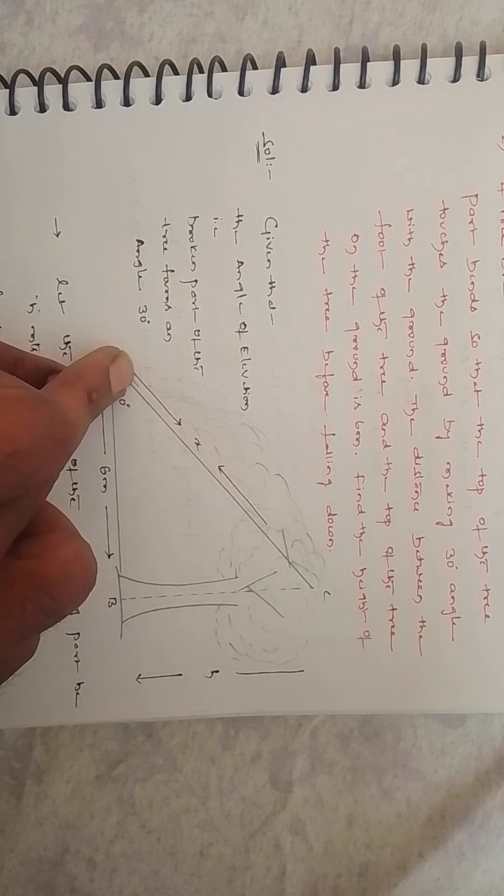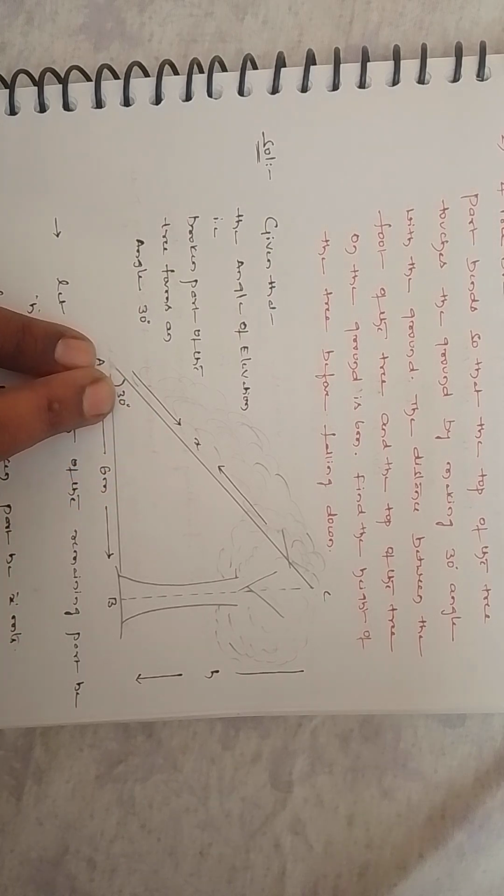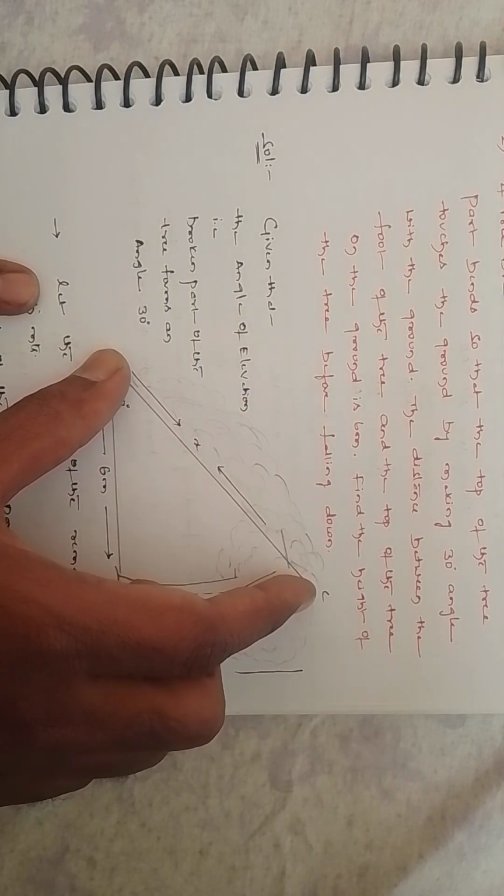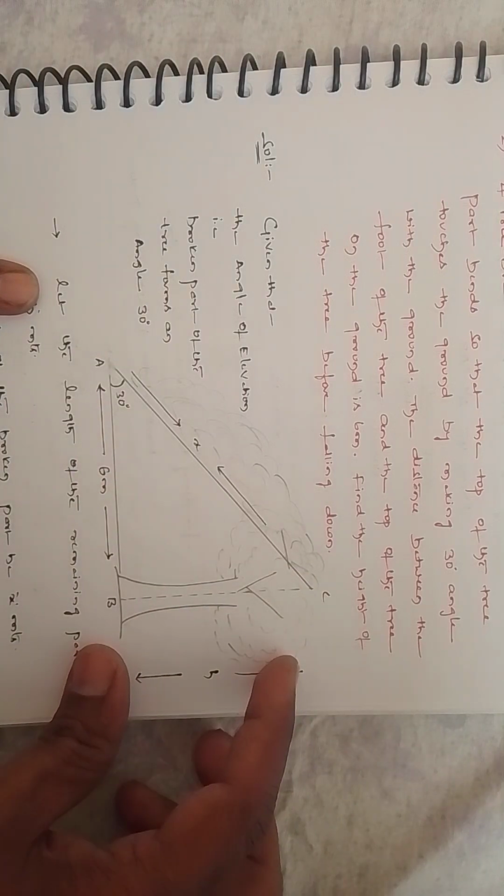So actually the question was given. See, there was a tree. Because of storm, the tree fell down. The upper part of the tree was broken and fell down like this. When it falls, it was making an angle of 30 degrees with the ground. Therefore, the distance between where it has fallen and the starting point of the tree is 6 meters. That is given. We need to find the height of the tree and the broken part of the tree. This one x we need to find, and height of the tree also we need to find.